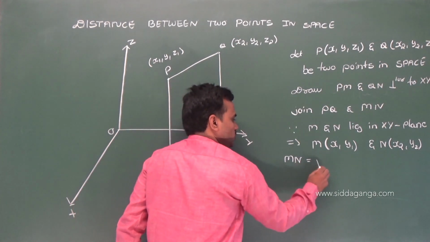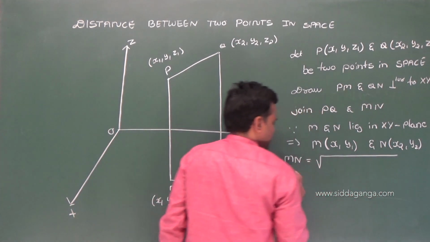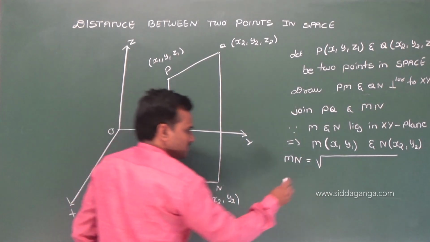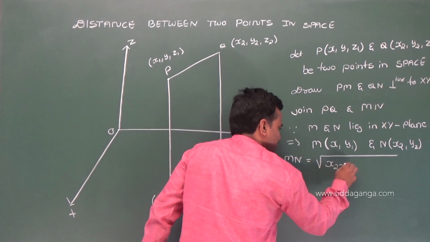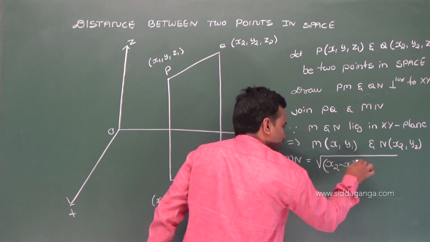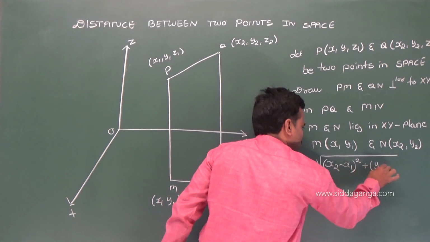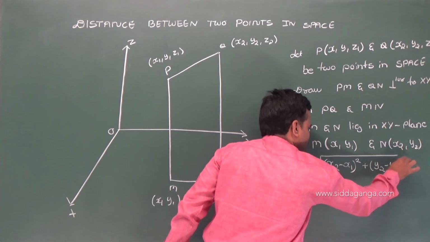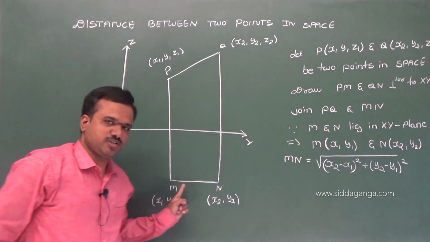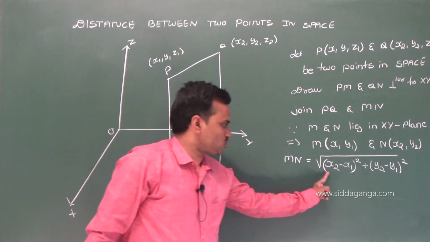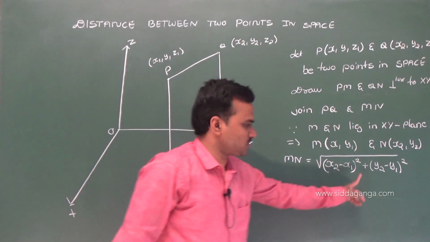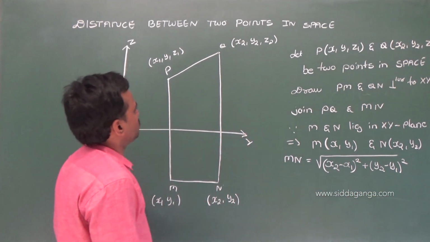The distance between M and N, you already know this one. That's why I discussed it. Distance between M and N is the square root of x2 minus x1 whole square, correct, plus y2 minus y1 whole square.